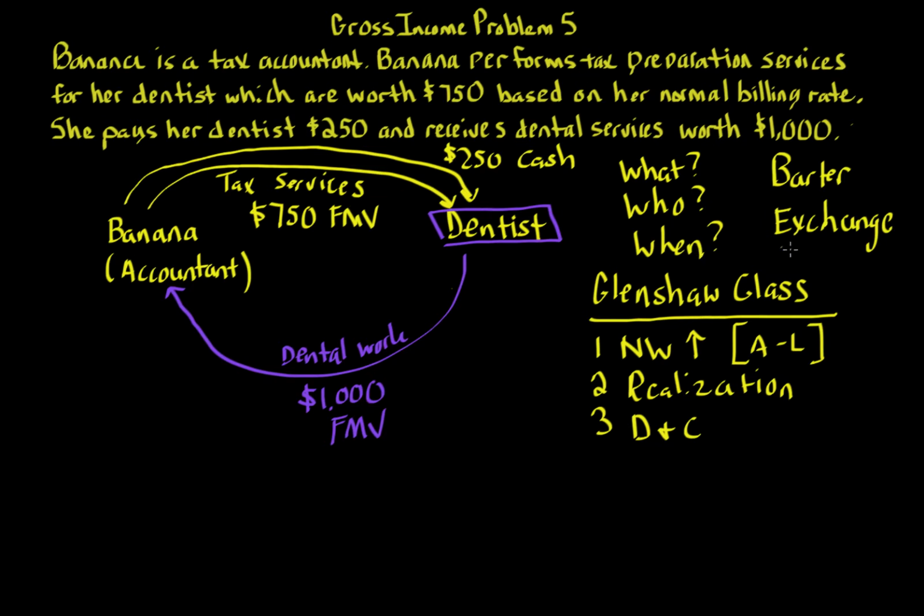Assume this is all in the same year. From a tax standpoint, these are both calendar year taxpayers, we'll say, so it's all in the same year, and the when question is not an issue. Who? We're going to look at banana and dentist separately, so we'll look at those individually.